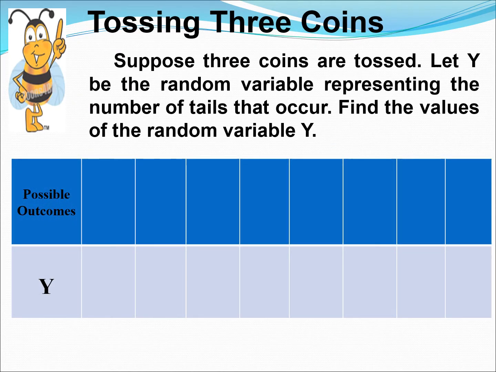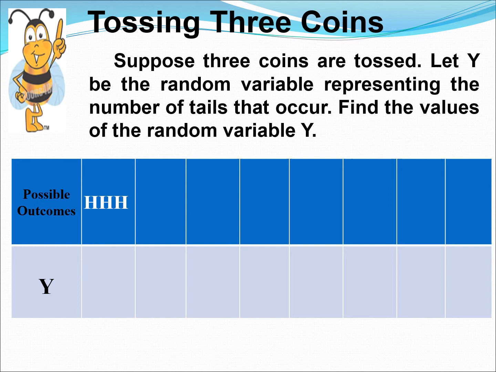Example, suppose 3 coins are tossed. Let Y be the random variable representing the number of tails that occur. Find the values of the random variable Y. So 3 coins are tossed. We're going to find the possible outcomes, and we're going to count the number of occurrences of tails, and we're going to represent that with the variable Y.